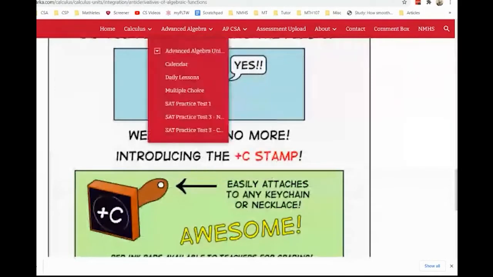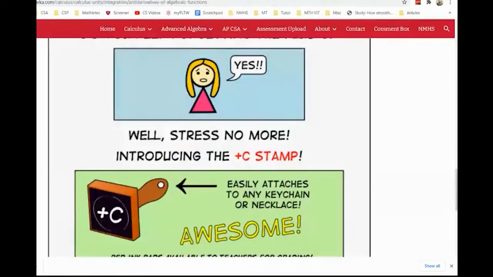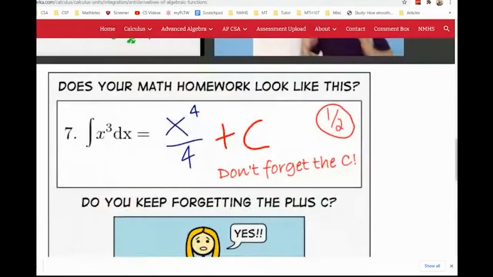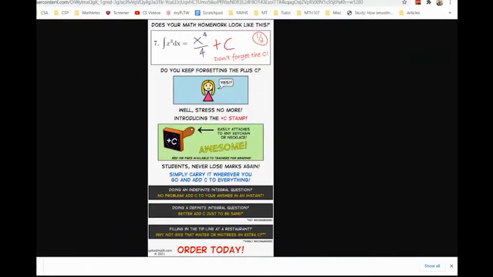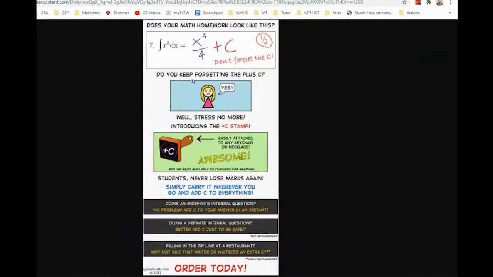So here is, what is the name of this comic? I forgot. But he only does math stuff. He made one of a plus C basically as a kind of joke. So it says right here, does your math homework look like this?